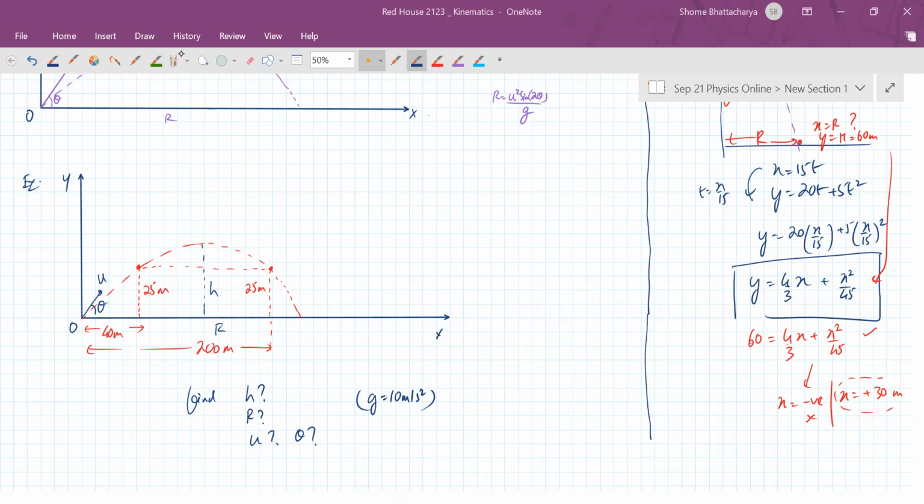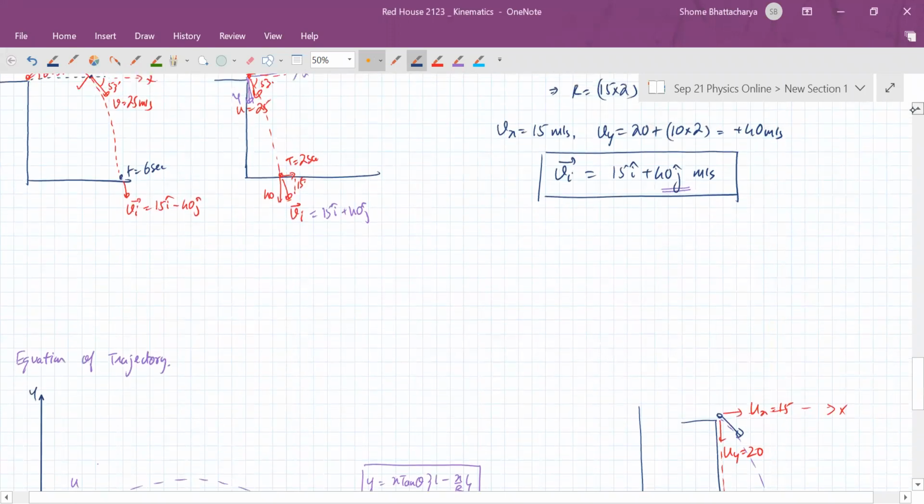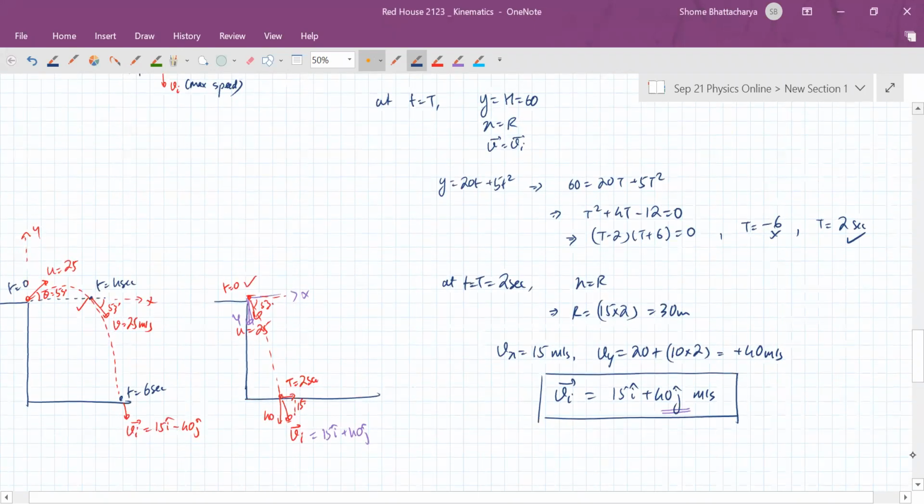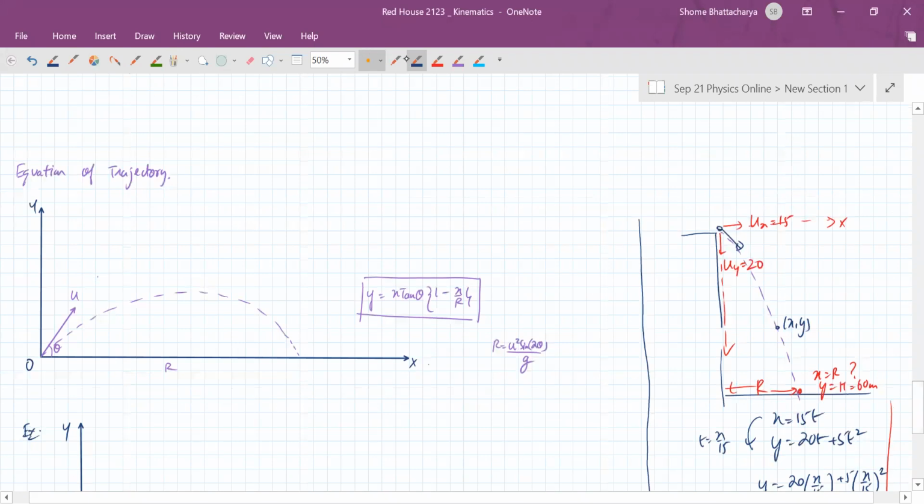Sorry, can you scroll up for a second? This part, sir, that equation of trajectory part. The original equation of trajectory was this: x tan theta minus half g x square upon u square cos square theta. But as we saw, this is a very cumbersome way of writing it, and it does not relate that nicely to numerical problems. So we reduce it to this by factorizing it and substituting R as this value. Then it becomes much easier to apply. Yes, sir. Thank you, sir.